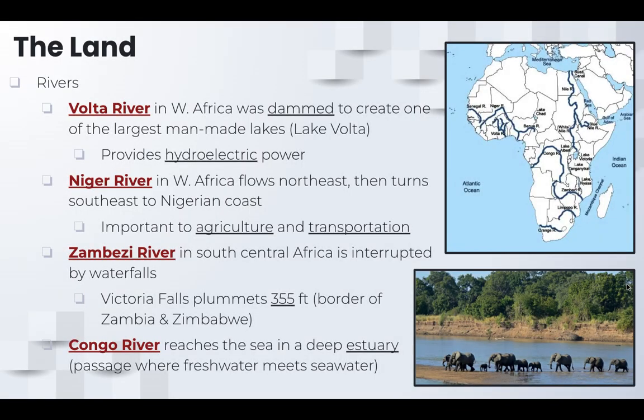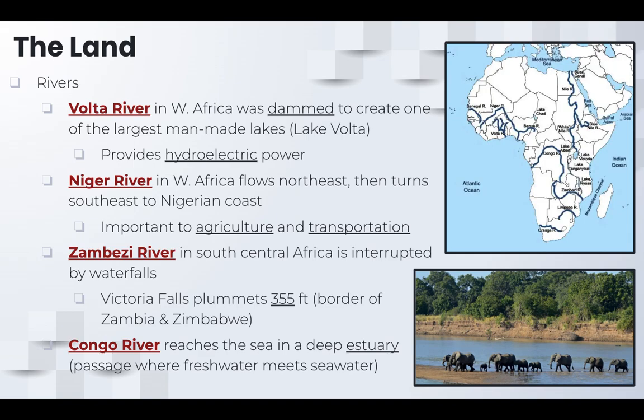Okay, so rivers. There's several rivers I want to talk about. So one is the Volta River. The Volta River sits right over here in Ghana, and it has been dammed to create one of the largest man-made lakes, which is called Lake Volta, so named after the river. And it has provided a lot of hydroelectric power. Basically, all of Ghana is powered by this river.